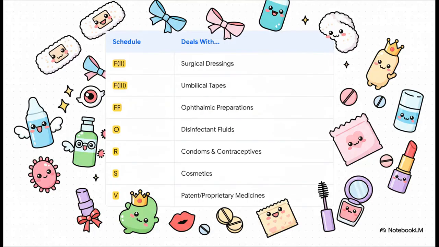And this slide really rounds out just how wide-ranging the Act is. It sets specific quality standards for, well, just about everything. You've got surgical dressings in Schedule FI2, eye drops in Schedule FF, disinfectants in Schedule O, contraceptives in R, cosmetics in S. It's this huge, comprehensive safety net ensuring quality across so many different products.